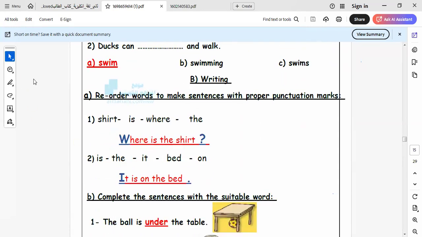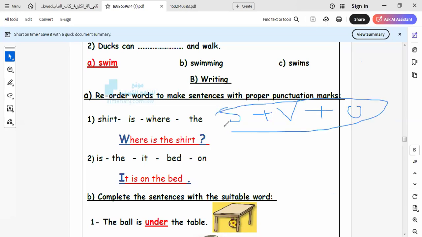In this part, we have subject plus verb plus object. When we answer this question, we must follow this rule, by writing this rule to answer the question. So here I started the sentence with subject, then verb, then object. When we make a question, I replace the verb instead of subject.